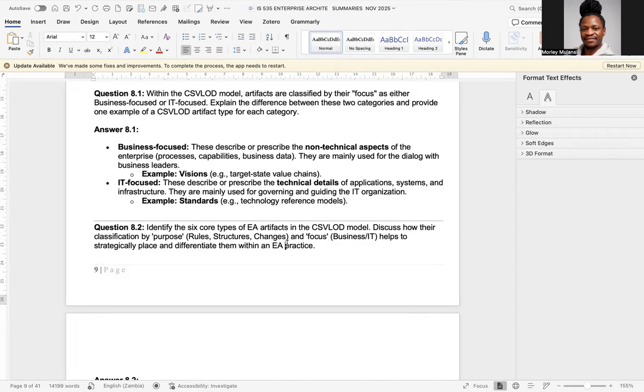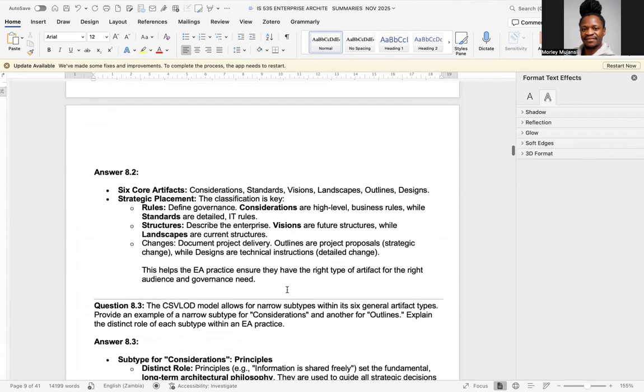Okay. So, for the rules, we'll look at the rules, the standards, the structures, the visions, the changes, the outlines. Okay. And I think this is what we will focus on. This is like strategic placement. So the 6 core artifacts, these are the ones we've already discussed. And then this question will require you just to state that we have the rules on top, we have the structures, and the changes.